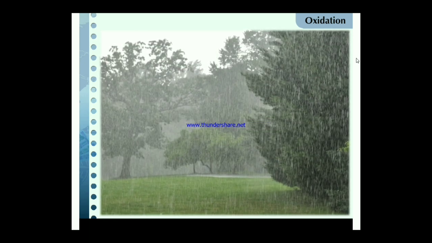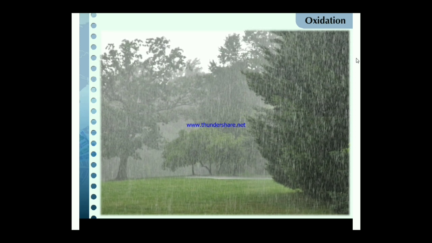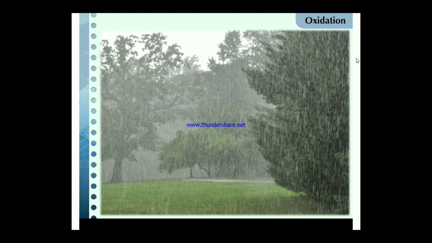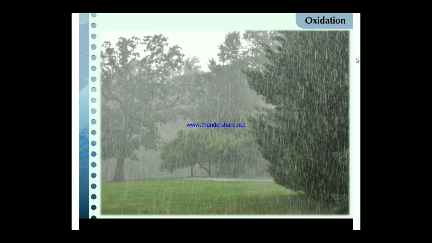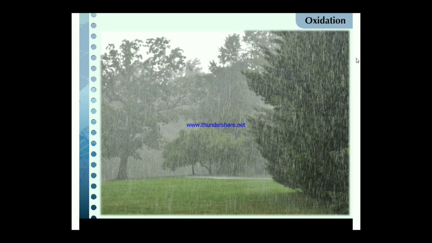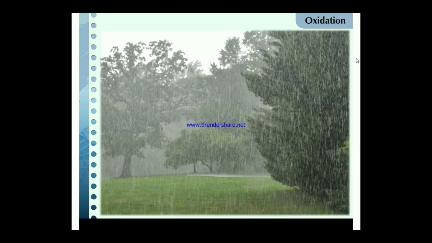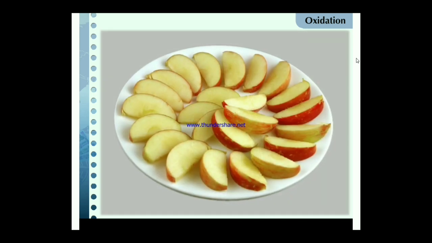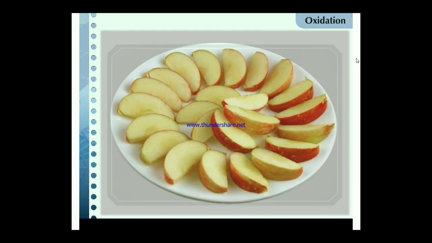A similar process occurs in rocks in areas with high rainfall. There are many processes involved in chemical weathering besides the ones mentioned above. Daily life examples include moistening of table salt in rainy season, apple slices turning brown, etc.